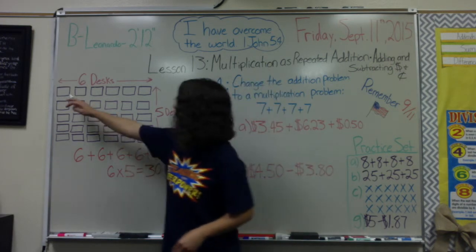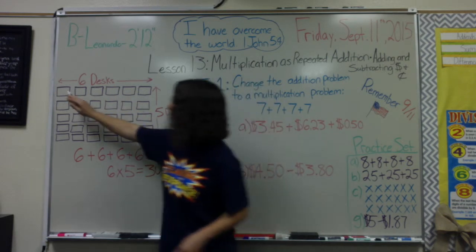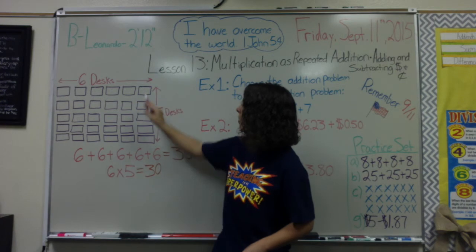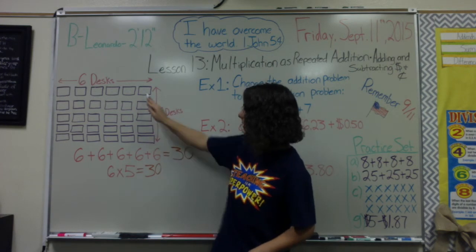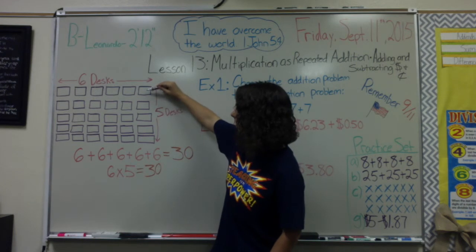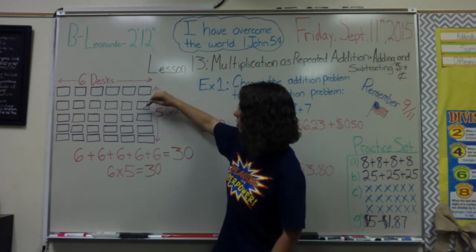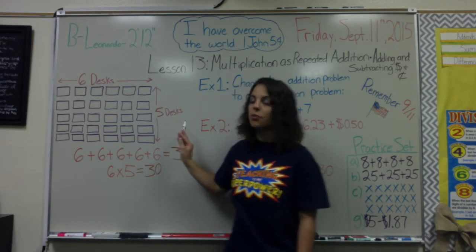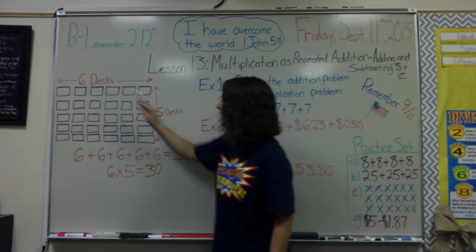So I see 6 rows going across. I count 1, 2, 3, 4, 5, 6. I also count all of the desks going down. Even though I counted this one in the corner, I'm still going to count all the desks going down. 1, 2, 3, 4, 5. It would be 5 desks. So that means I would do 6 times 5.